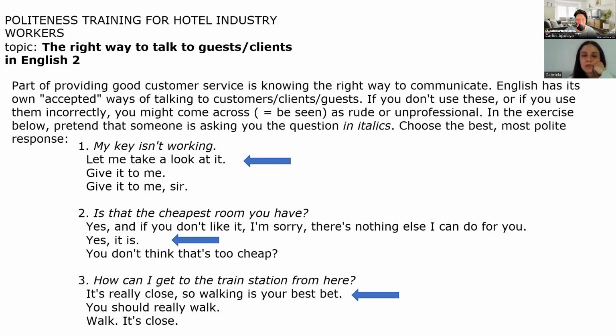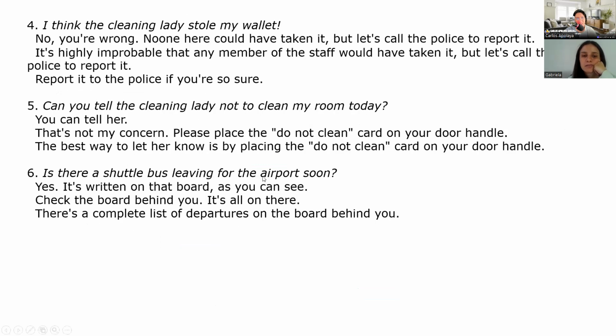I think the cleaning lady stole my wallet. Yeah, sometimes you will find people like that. It's highly improbable that any member of the staff will have taken it, but let's call the police to report it. You have to follow some protocols. Like, it's highly improbable that any member of the staff would have taken it, but let's call the police to report it.